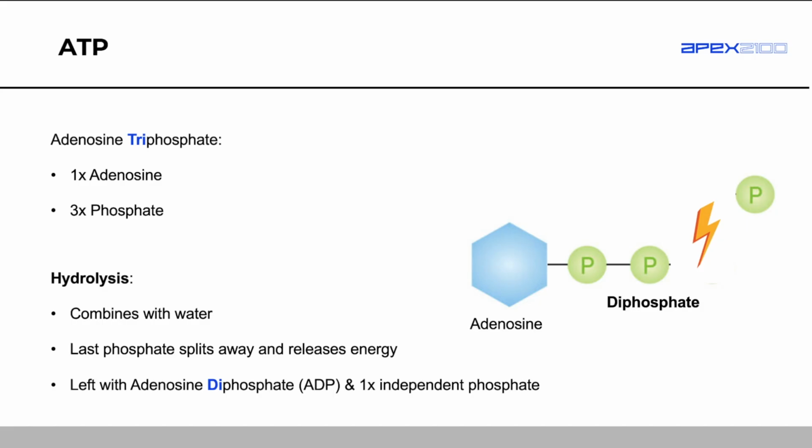Once the energy releases, we've got that one single lonely phosphate group floating away. And we've now got adenosine diphosphate. So notice how it's changed from tri to diphosphate, di meaning two. So we're only left with two little phosphate groups attached to that adenosine, and we've got one independent phosphate group.